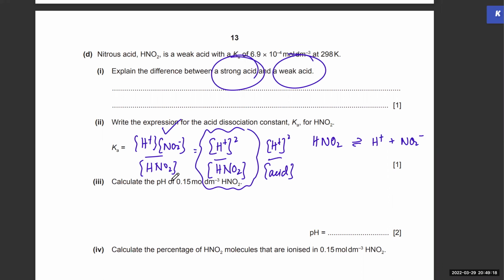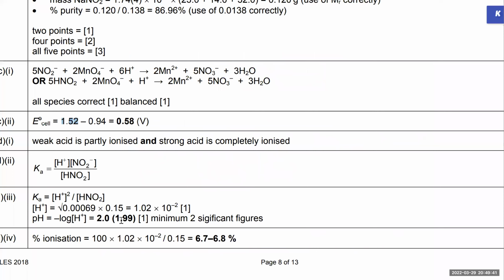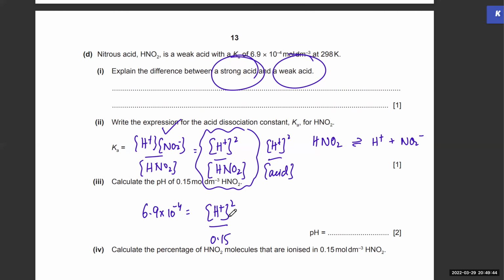So calculate the pH. For this one, you're going to use this expression. The K value is given, it's 6.9 times 10^-4. And you have to find the H+ concentration. The acid concentration is given as 0.15. So you can do the math. You will get your answer. Anyways, once you find H+, what is pH? pH is the minus log of the concentration of H+ ions.